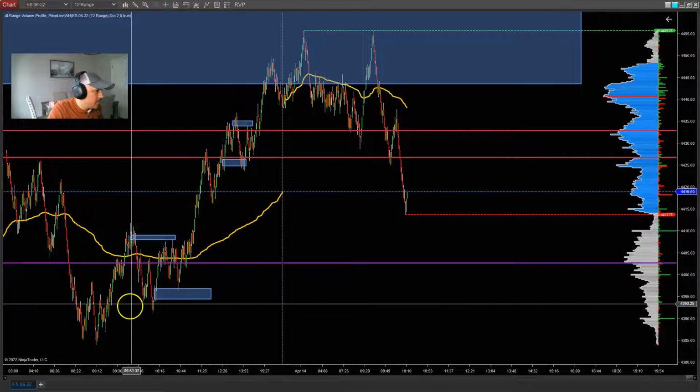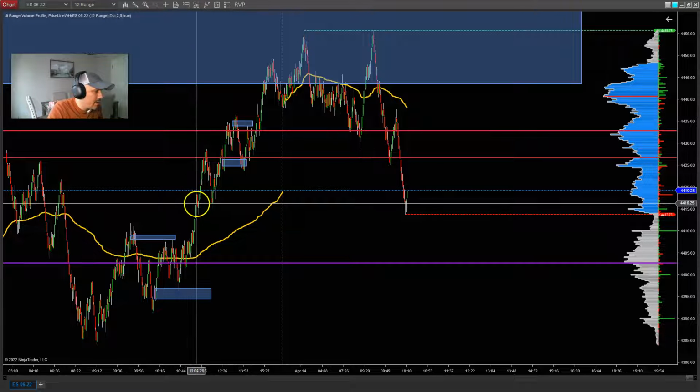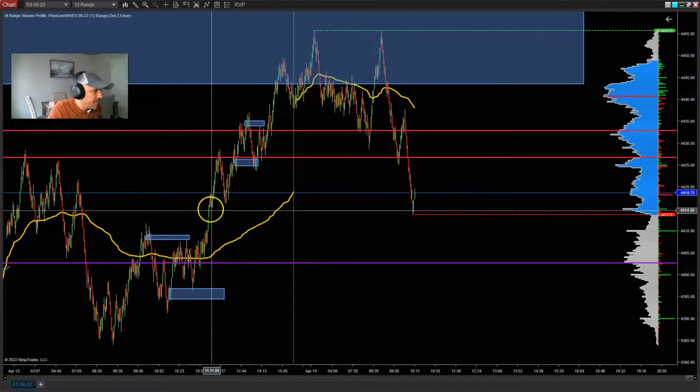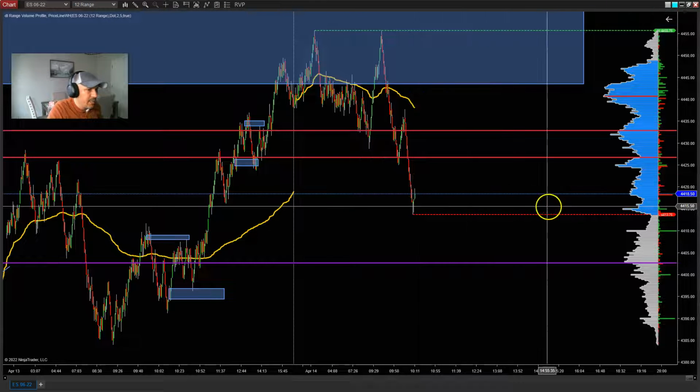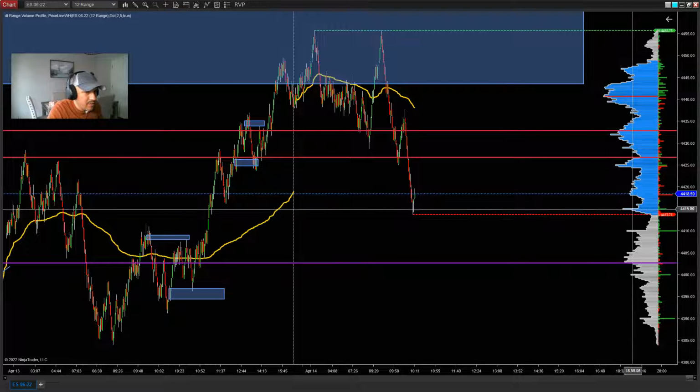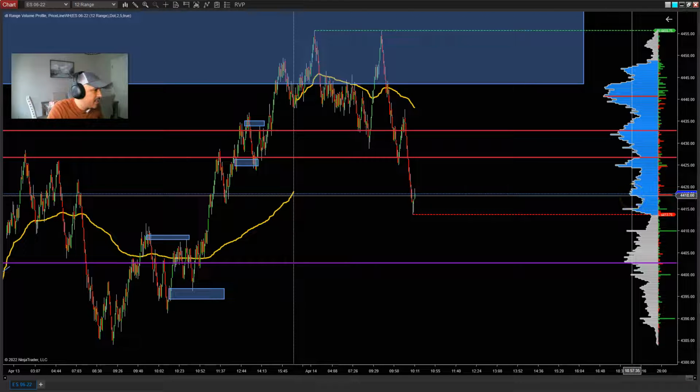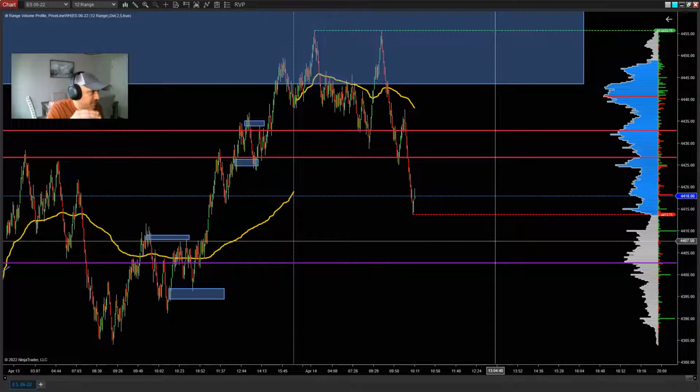It swung into a little area right here, a supporting swing, a small little area there. It bounced, rejected it. When I saw the rejection right here on the 12 range, I went long, okay? And I took it, like I said, from its high volume node, basically from 15 back up to 18 pretty much. So a safe little trade right there.